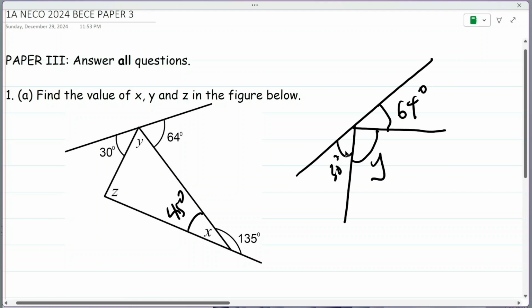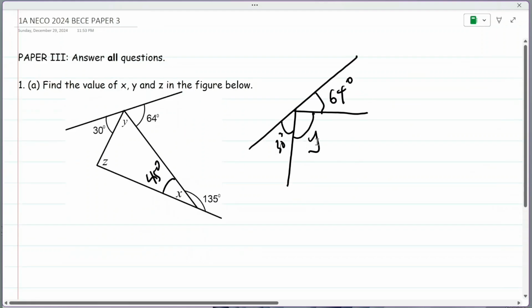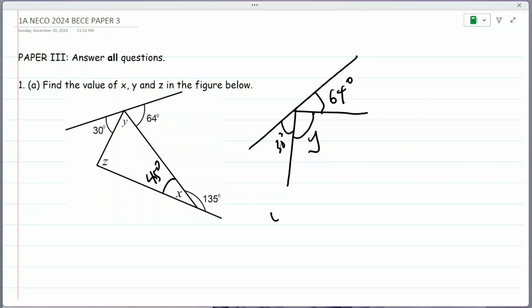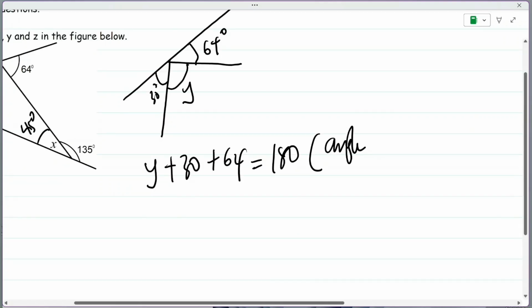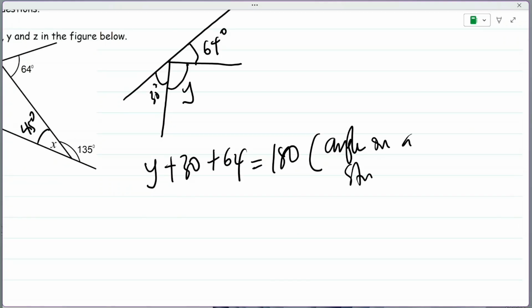This is a straight line. You've covered 30 on this side, you've covered 64 on this side, and you have y here. That means considering this straight line, these total angles sum up to 180. That's angle on a straight line. That means 30 plus y plus 64 is 180. I hope you understand. So we'll have it as y plus 30 plus 64 equals 180. Angle on a straight line.